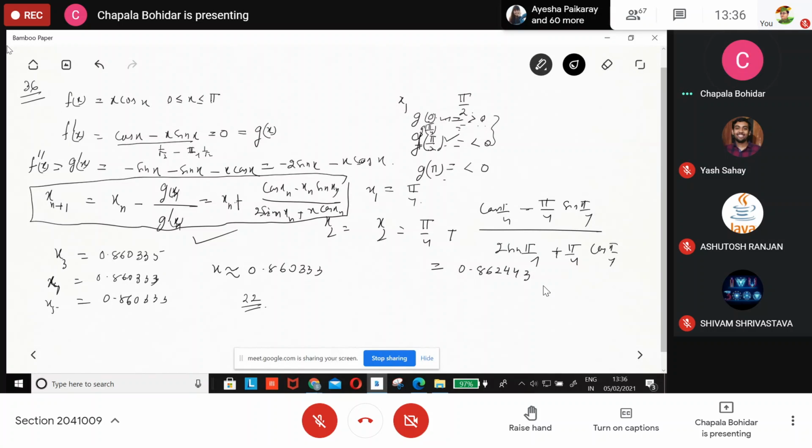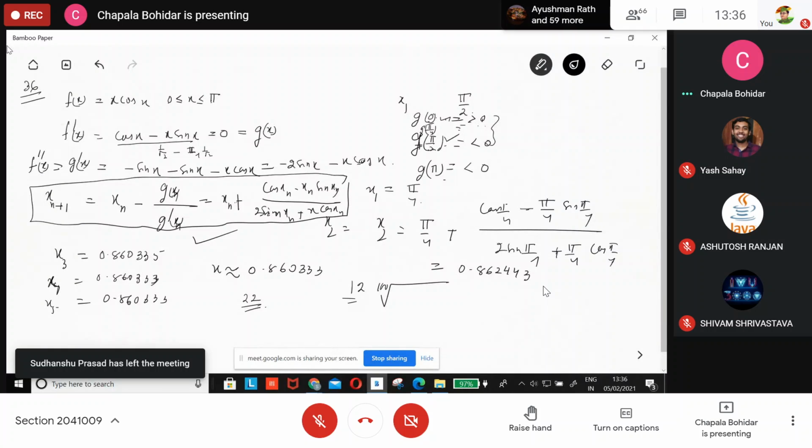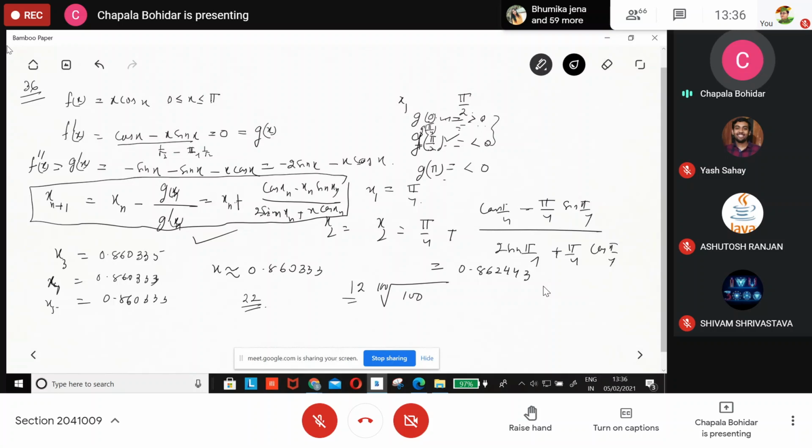So now here, I am asking you question number 12, though it is given as an assignment. Find by using Newton's method. What will we do here? Tell me.